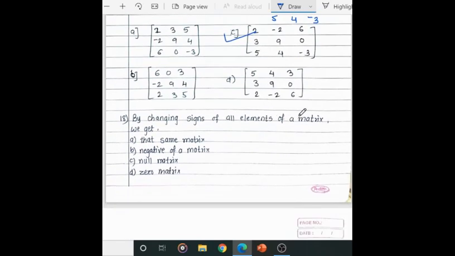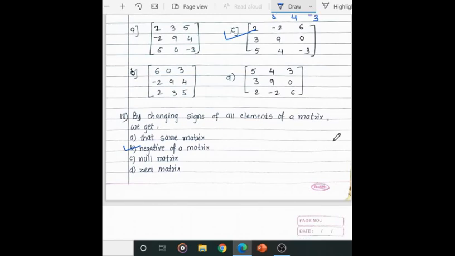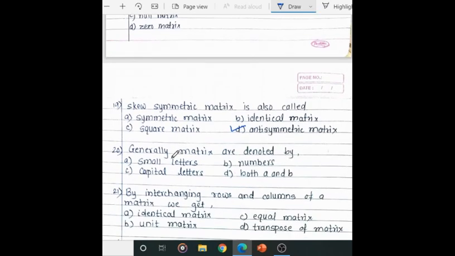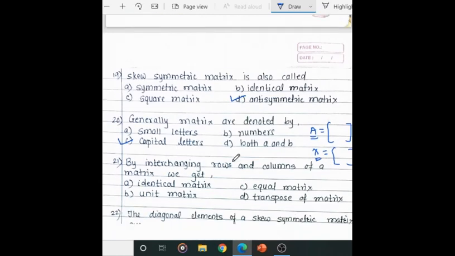By changing the sign of all elements of a matrix, that is multiplying by minus, we get the negative of the matrix. Next, a skew-symmetric matrix is also called an anti-symmetric matrix. Generally, matrices are denoted by capital letters. We write A is equal to the matrix, X is equal to the matrix. So it is always denoted by capital letters.